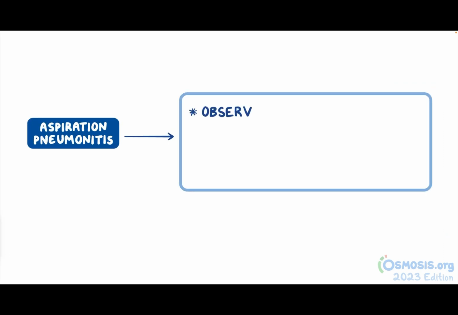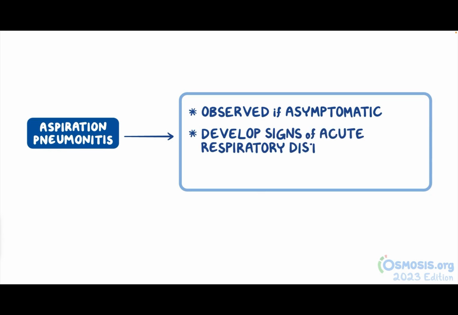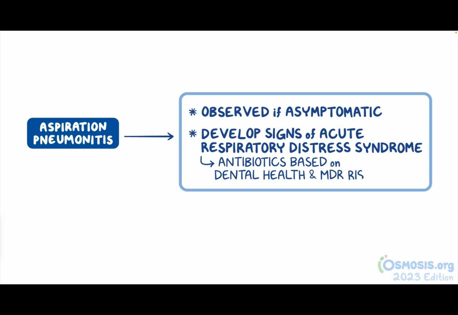Finally, individuals with aspiration pneumonitis should be observed if they are asymptomatic. However, if they develop signs of acute respiratory distress syndrome, start antibiotics based on their dental health and MDR risk factors.